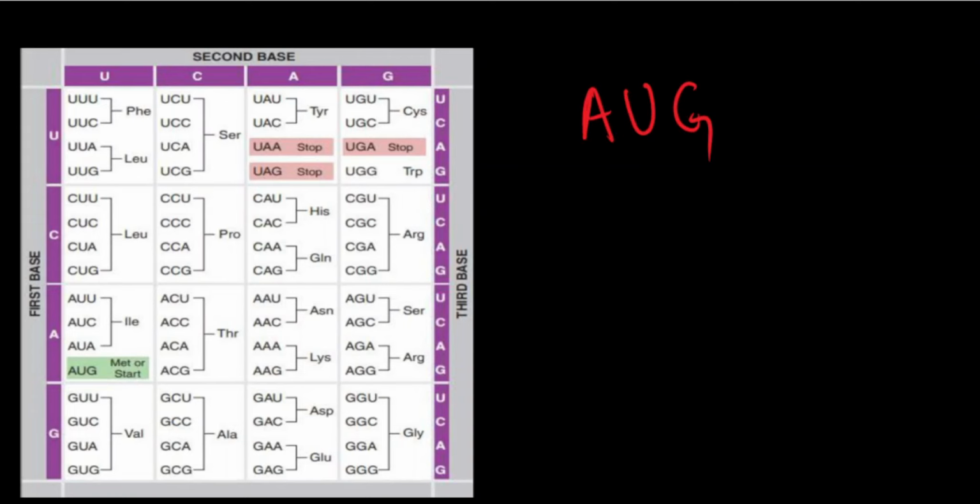How I remember it is I simply remember the word augment. Augment means to increase by adding to something. This is not a standard definition, but augment has to do with increase, and the start would eventually lead to an increase. So that's how I remember it. If it helps, you can also adopt that method. So augment, AUG, and it codes for methionine.